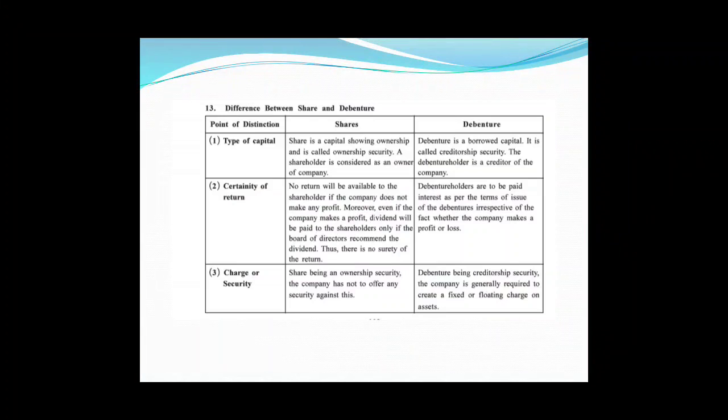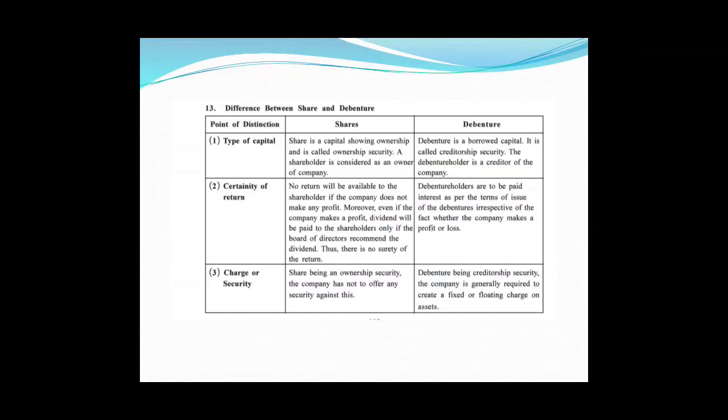Okay, then charge on security. Charge on security we have discussed in theory, that means mortgaging something to a bill. Here, share being the ownership security, the company does not have to offer any security against this. So share capital is not obtained by mortgaging anything, or without any charge on security. Share capital is obtained without it, but debentures may be obtained by charging any security or asset.